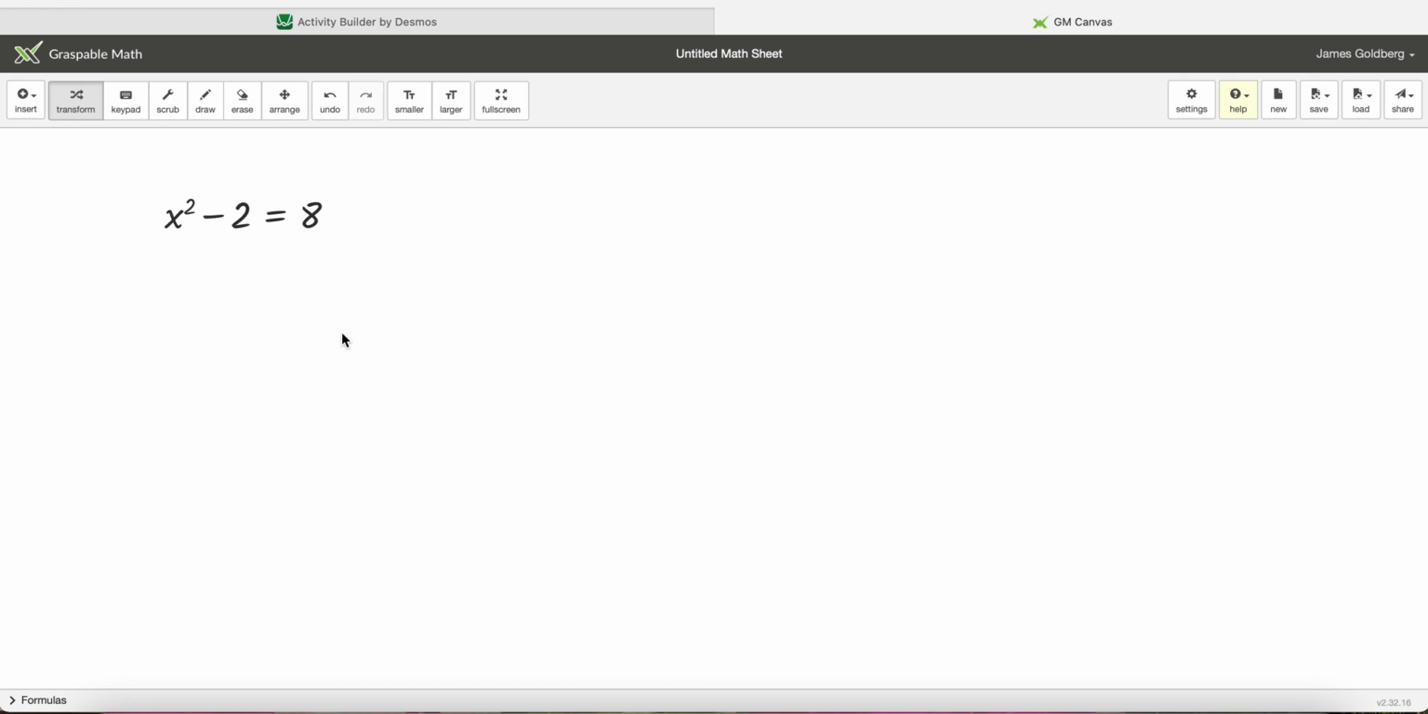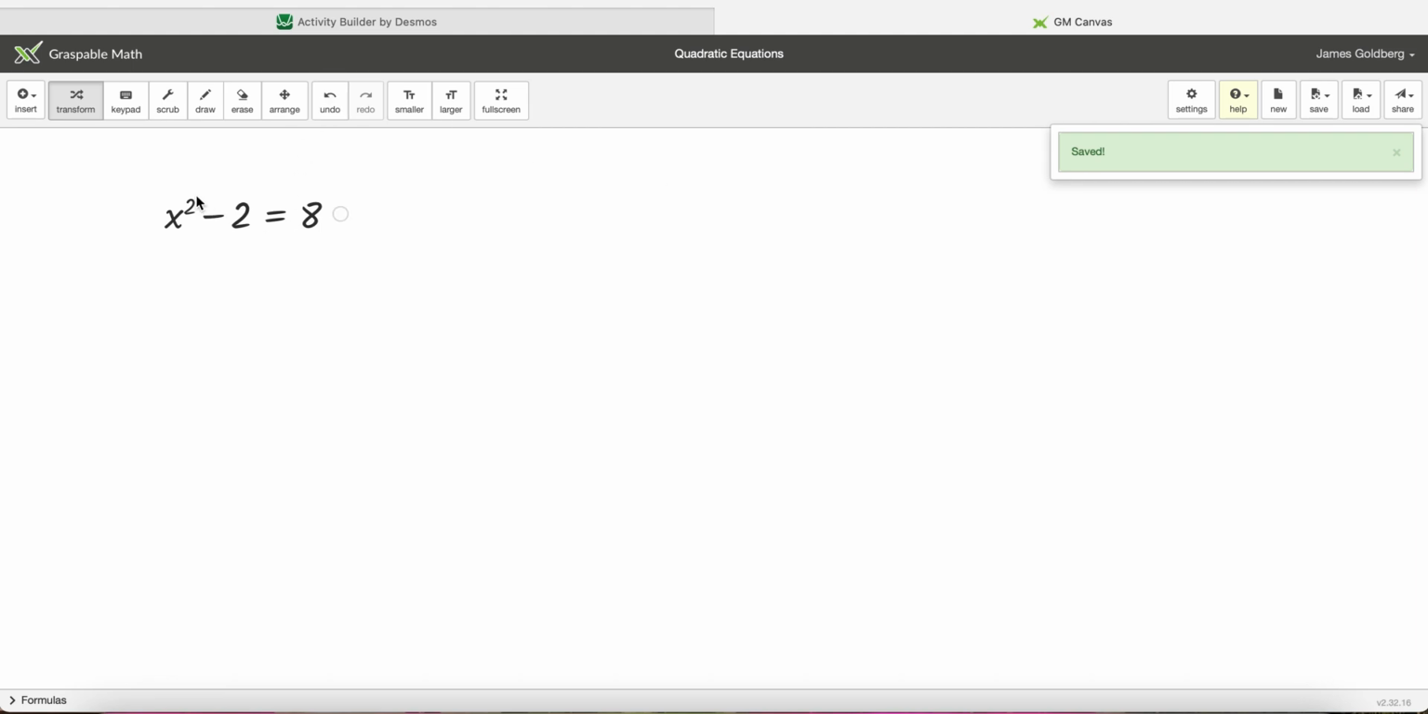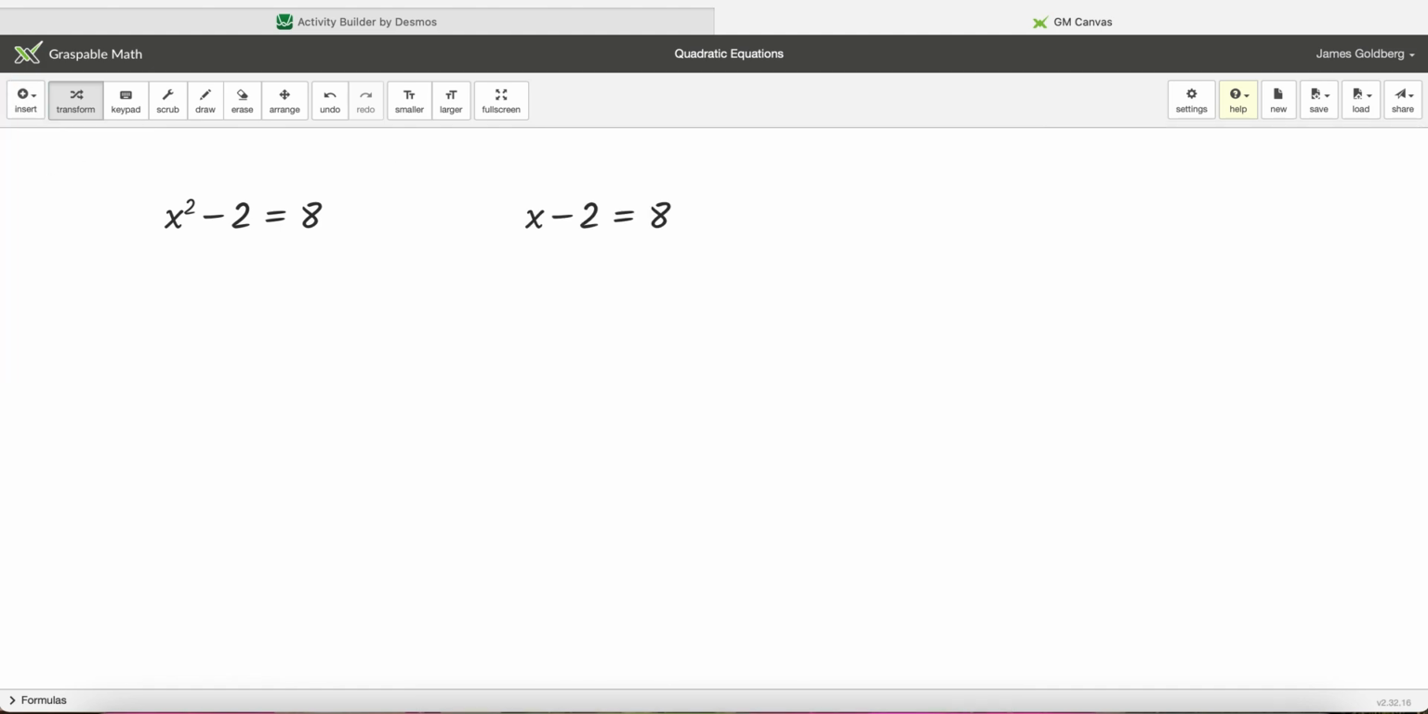Little resource here, just thinking about quadratic equations. So I'm going to title it that, and I can share this with you also. Quadratic equations involve an unknown squared, right? So this would be like a linear equation, right? This is a quadratic equation.